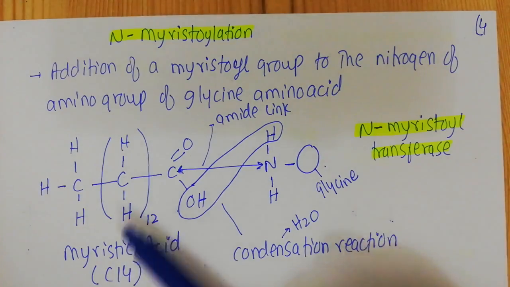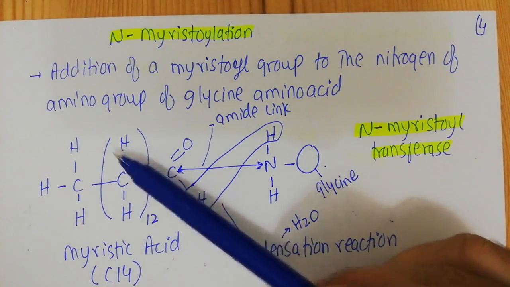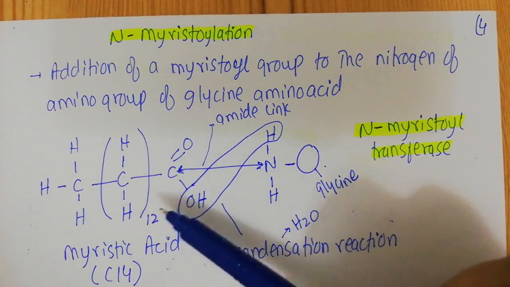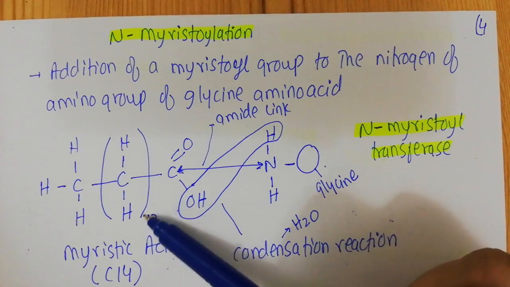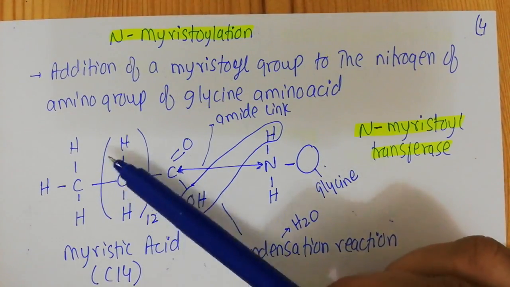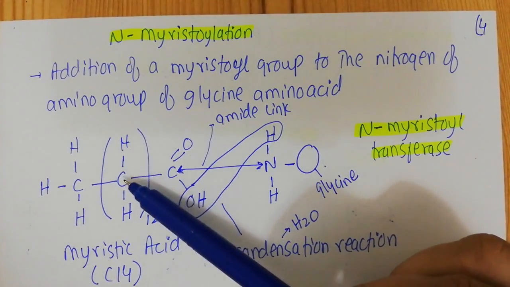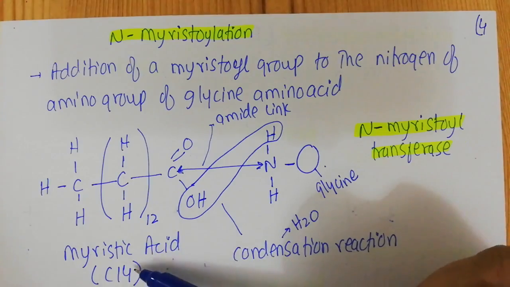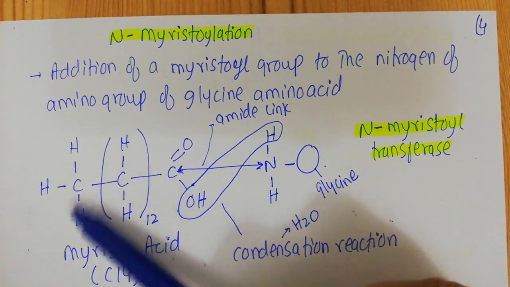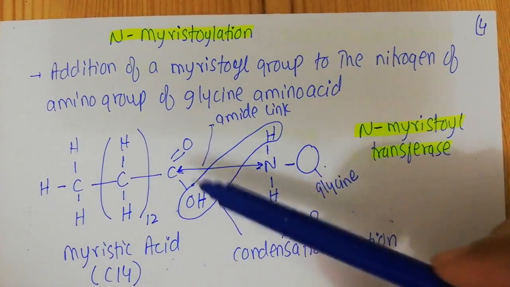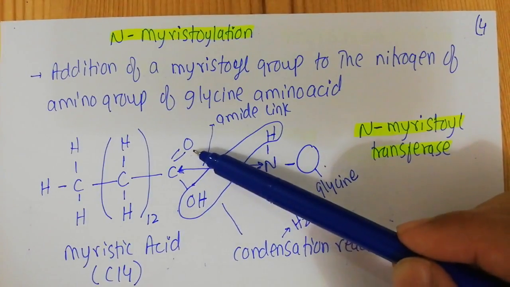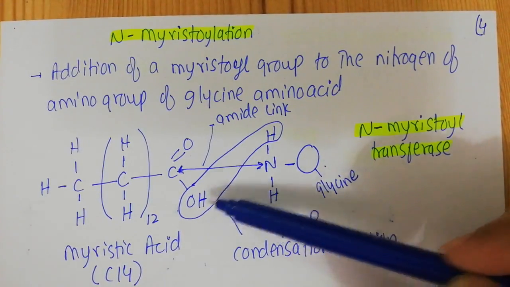This is the structure of the myristic acid. You have this CH2 repeated 12 times. When you have these braces, and if there is a number outside these braces, that represents the number of times this particular structure is repeated. So the CH2 in the myristic acid is repeated 12 times. You have a carbon over here with 3 hydrogen atoms, and then you have this carboxylic group over here, this carbon with an oxygen, and with a hydroxyl group.